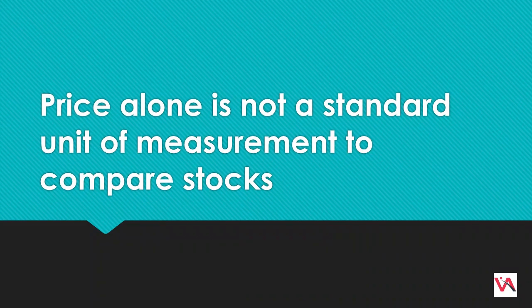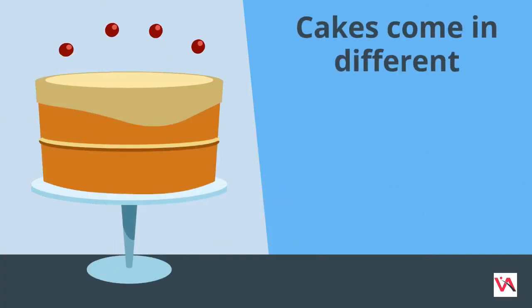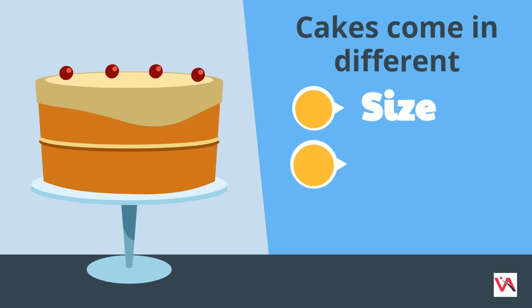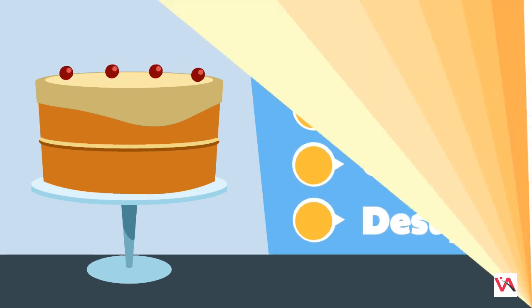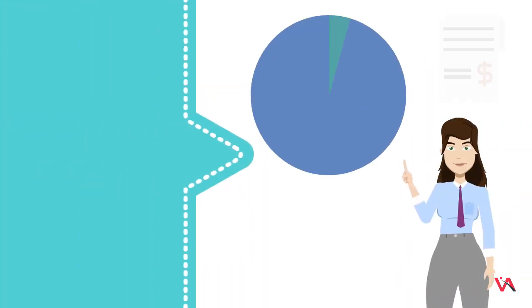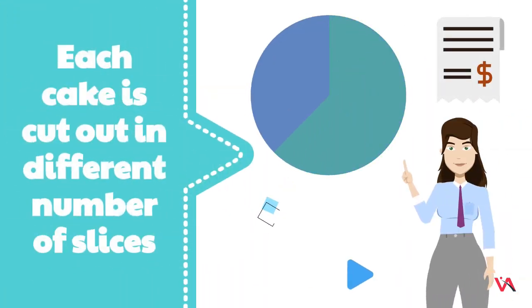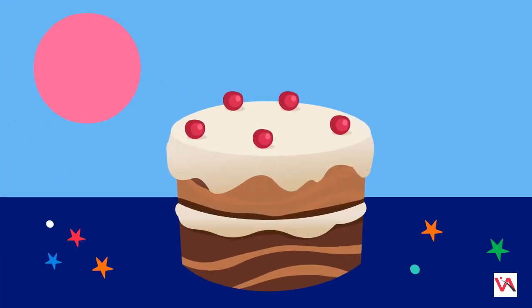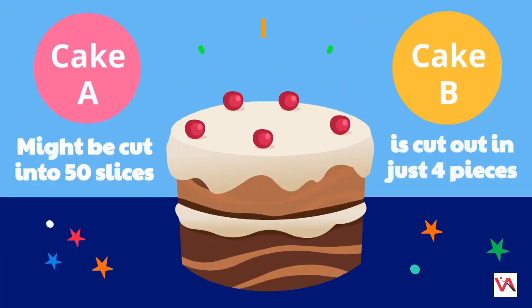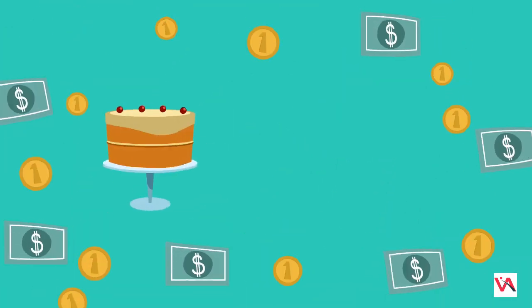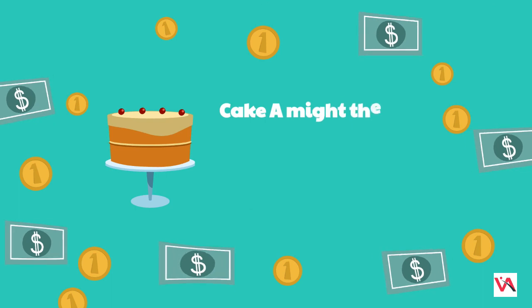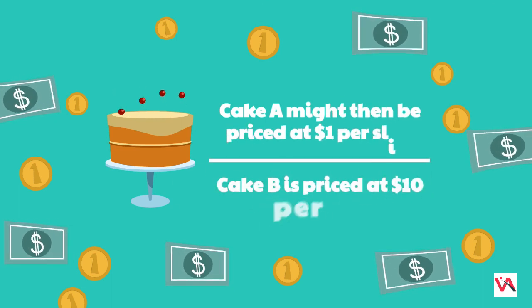You can think of a company as just a piece of a pastry cake, and all different cakes come in different sizes or quality and even design. Each cake might even be cut into a different number of slices. For example, cake A might be cut into 50 slices while cake B might just be cut into 4 slices. And if cake A is priced at $1 per slice while cake B is priced at $10 per slice, can we really say that cake A is cheaper than cake B?